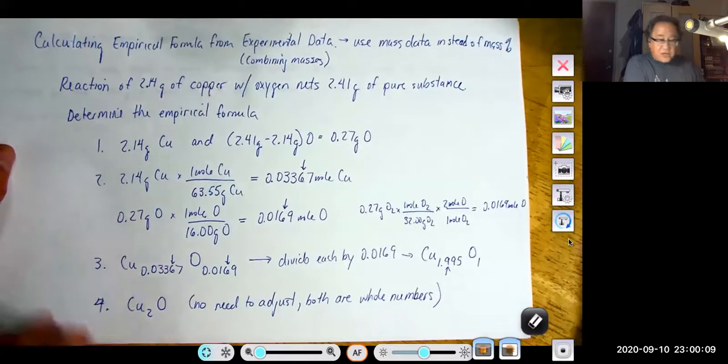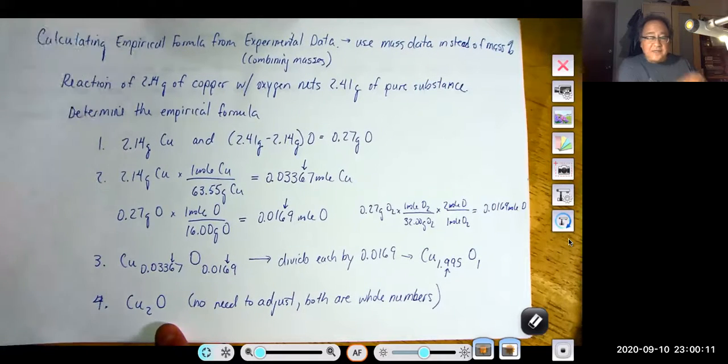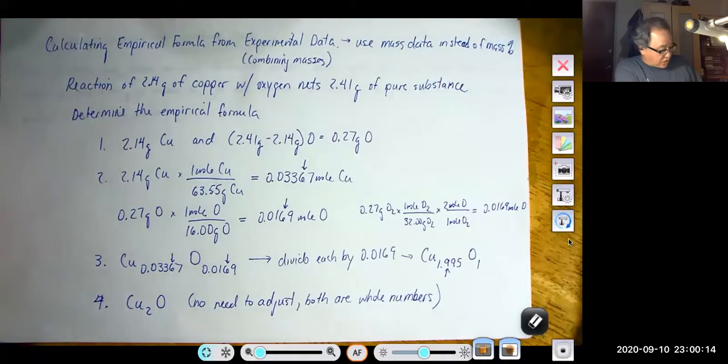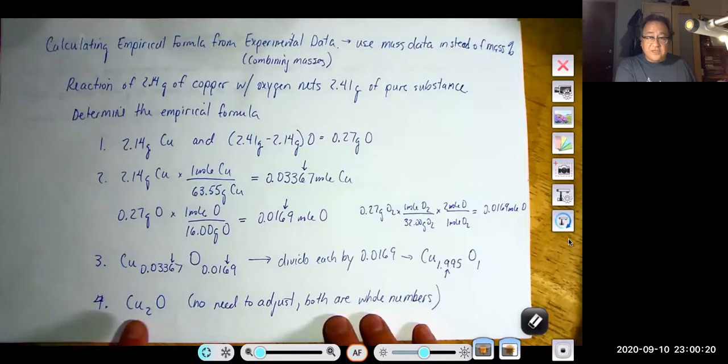Now, why is this called copper(I) oxide? And the answer is because the charge on each copper ion in this is +1. Copper(I) oxide.